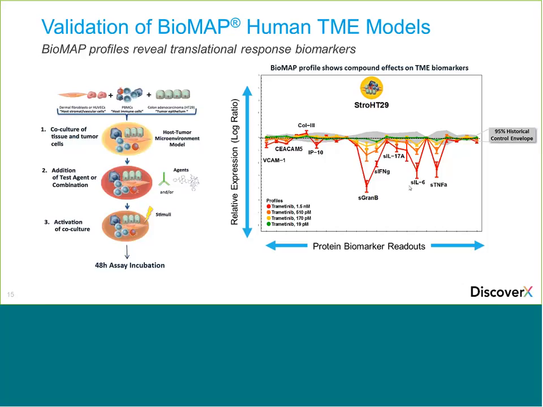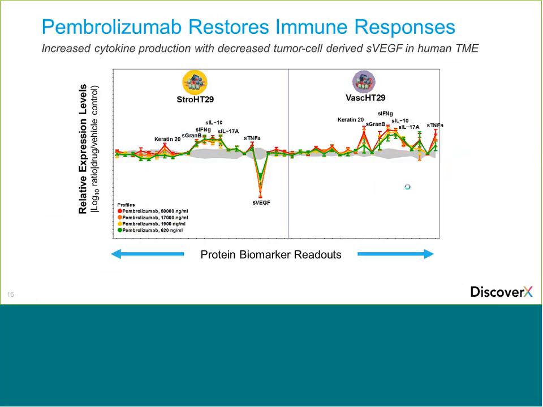So using this same panel for the stromal tumor microenvironment as well as the vascular tumor microenvironment, we tested pembrolizumab, which is, as I mentioned, the case study that we will be walking through. As we can see here, we are looking at 4 different concentrations of pembrolizumab run through the stromal and the vascular HT29 systems. And what's striking here is that we can see increased cytokine production across both the stromal and the vascular systems.